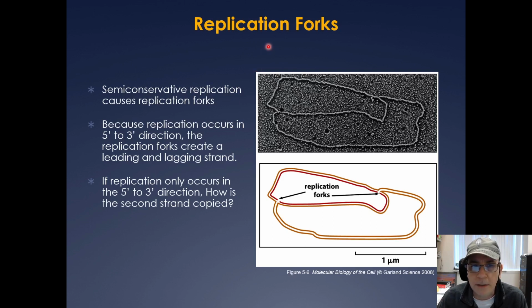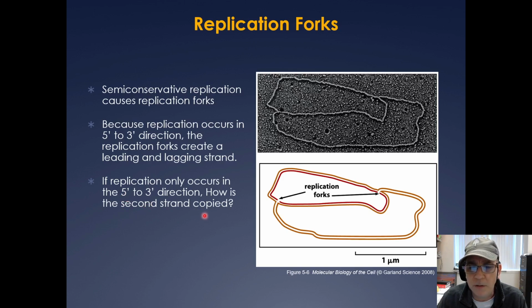Now, one of the things with the semi-conservative replication is that it forms these replication forks. Okay, here's a nice little schematic of the replication forks, and here's just a circular piece of DNA, and you can see the replication forks here. So this is an electron micrograph of DNA being replicated, and here is basically a schematic image of it. Now, because the replication occurs in the 5' to 3' direction, the replication forks here create a leading and a lagging strand.